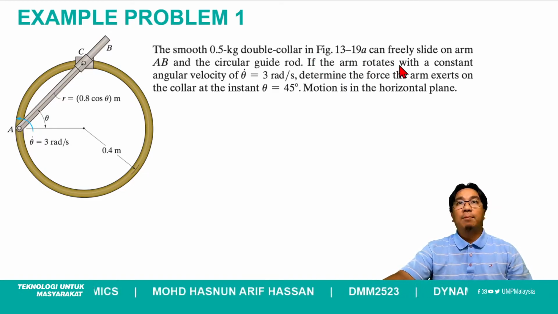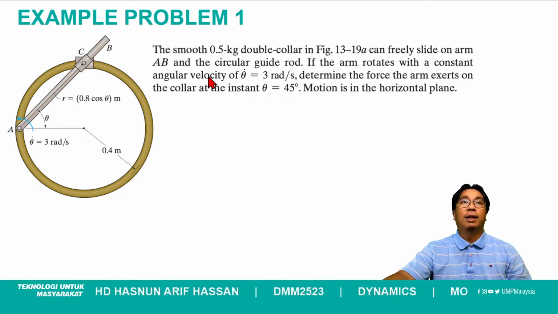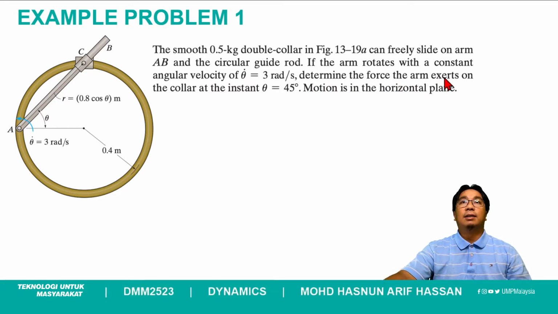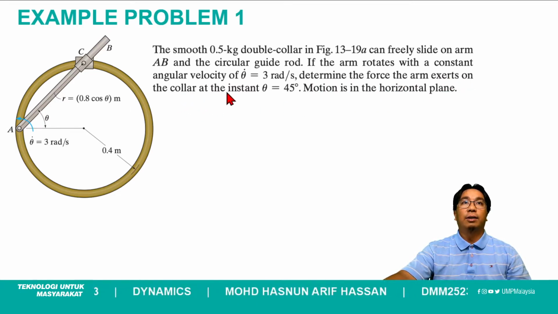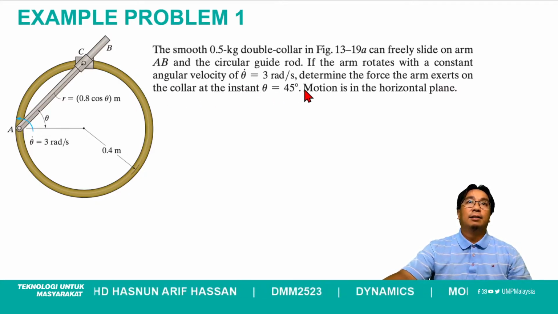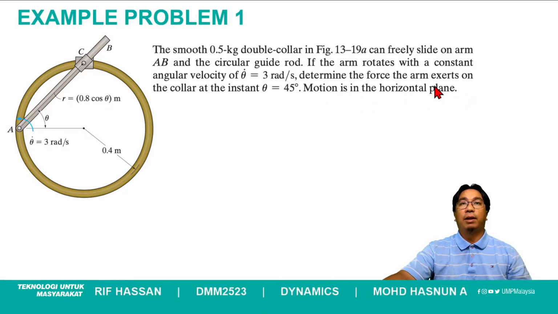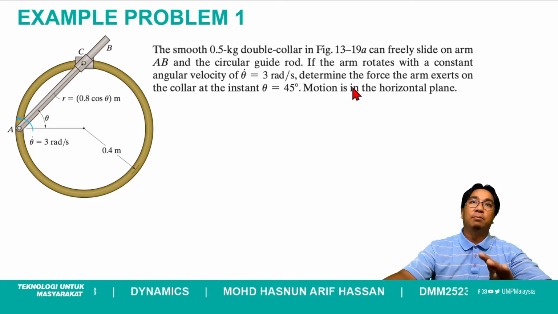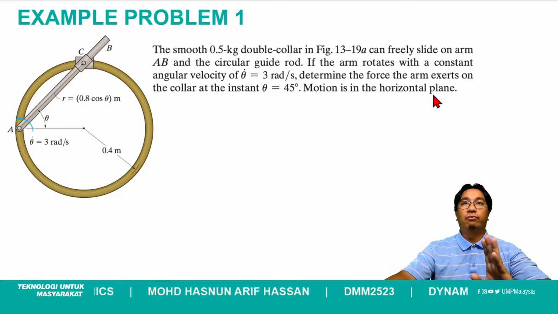Okay, so if the arm rotates with a constant angular velocity, 3 rad per second, determine the force the arm exerts on the collar at the instant theta equals to 45 degrees. Motion is in horizontal plane. Okay, last week kita ada, in the last class kita ada problem saying that motion in vertical plane.